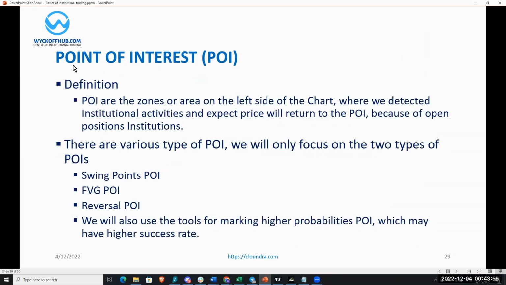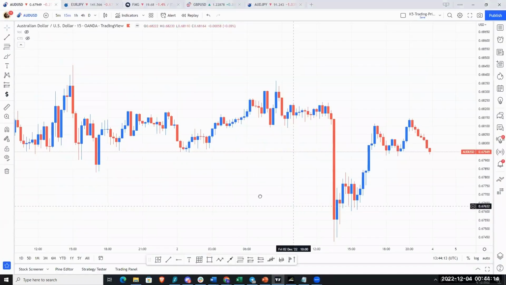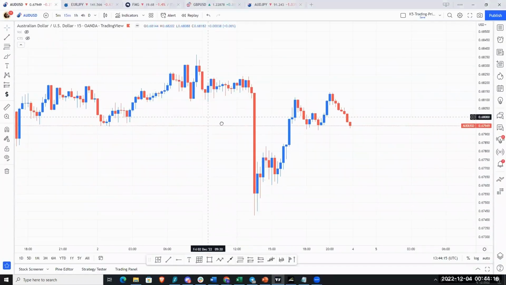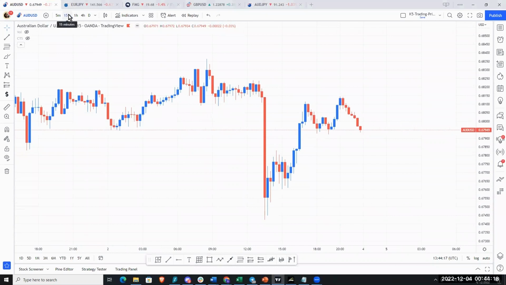Okay, so before we go into the point of interest, we're going to go into the chart and try to find a few of the imbalance areas. I'd like to show how the price actually returned to those areas. Most of the time we will use a recent chart, but you will find out what happened. So here we've got Australian dollar on the 15 minutes time frame.